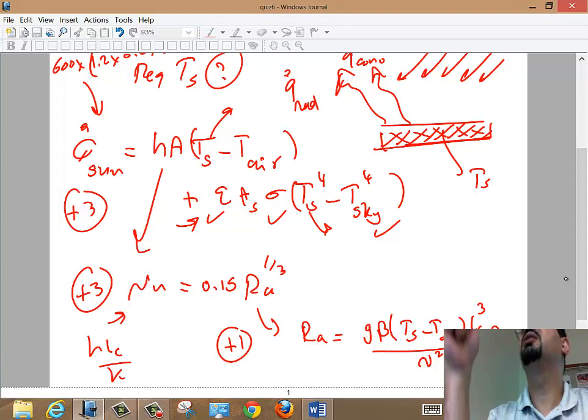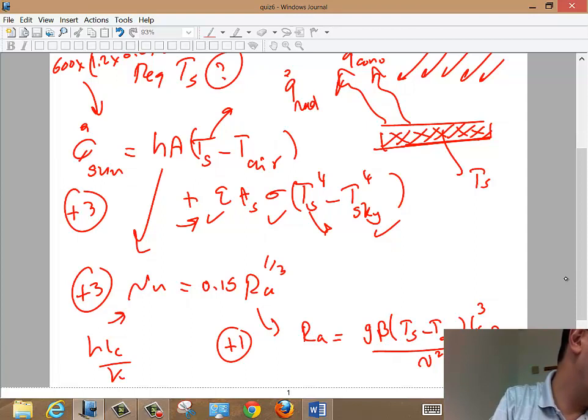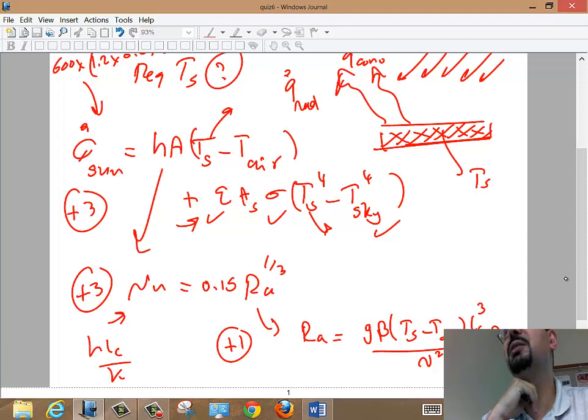You got a question? Is it the range of the Rayleigh number? Yeah. Right, so we will calculate the Rayleigh number, and based on that we will pick the right formula. So we all get plus 3 for that. Well, if you just say the Nusselt is a function of Rayleigh number, that shows you that you are using the equation for natural convection. You get 3 points for getting an equation, not the equation, an equation for natural convection.